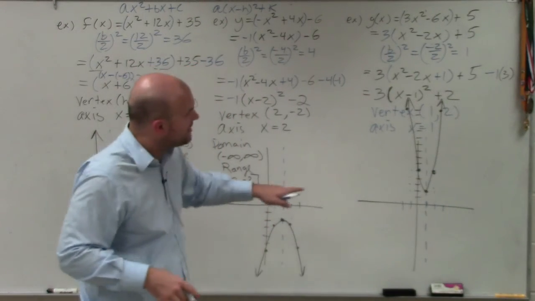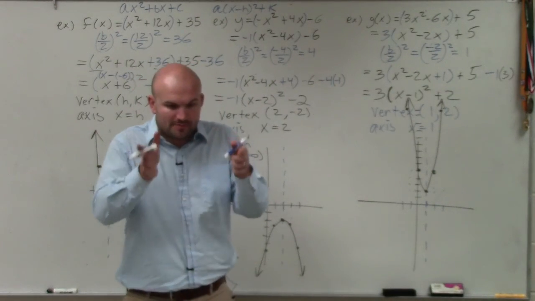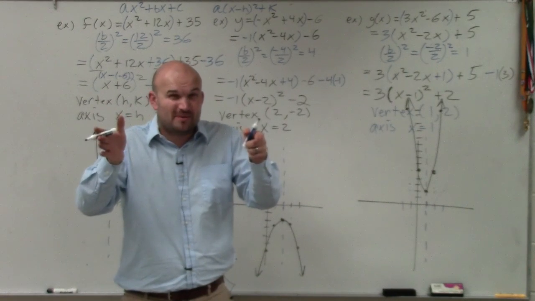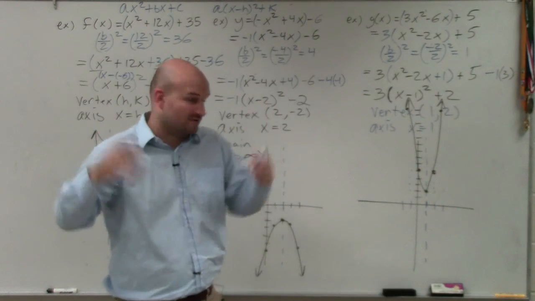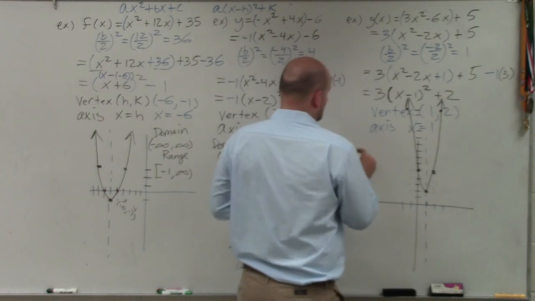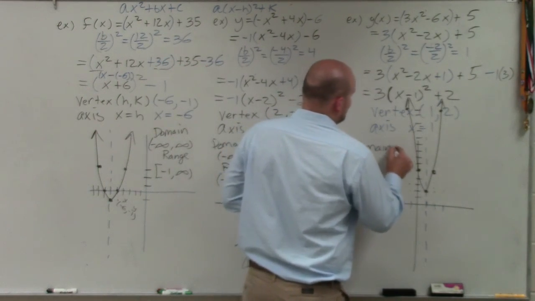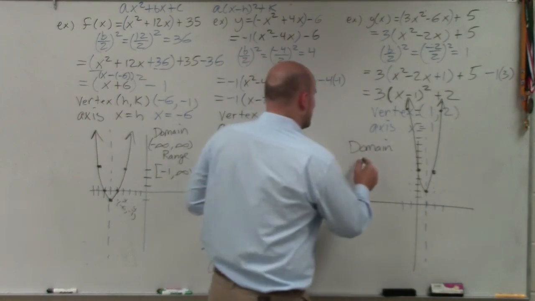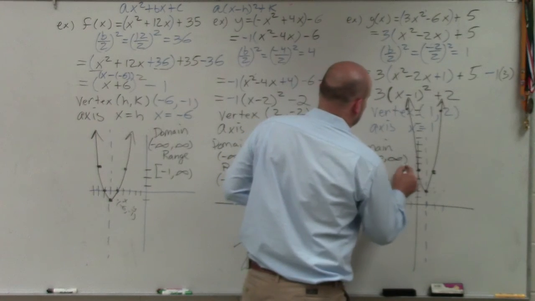But I want you to compare that. So basically, instead of going over 1, up 1, you're going to go over 1, up 3. You're going to go over 2, up 4, and you need to multiply 4 by 3, which would be over 2, up 12. Now let's go ahead and look at our domain and range. Even though this is much skinnier, it's just going to take a little bit longer for it to reach negative infinity and infinity. So our domain is going to be negative infinity to infinity.